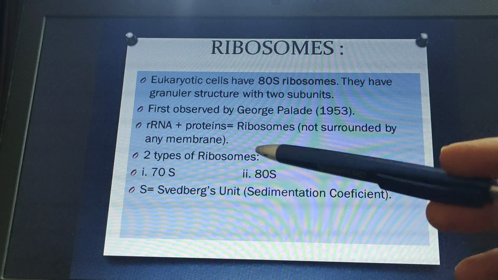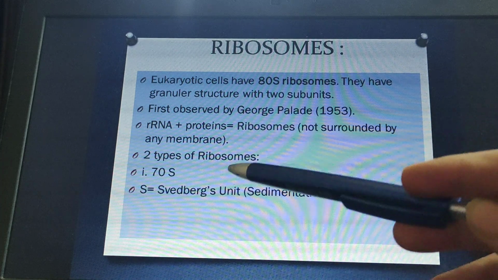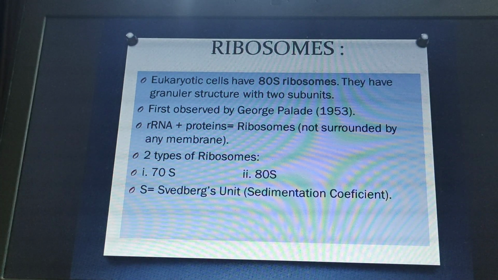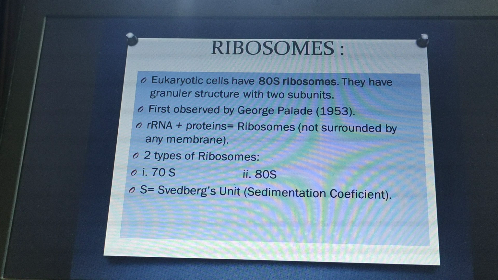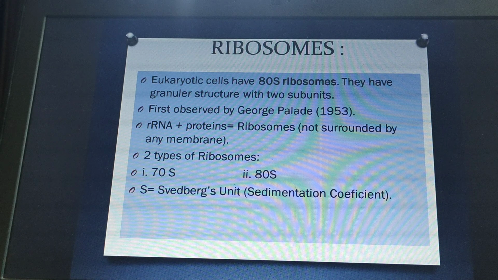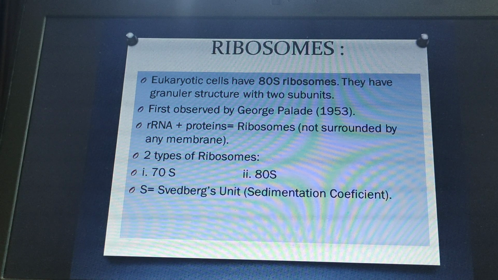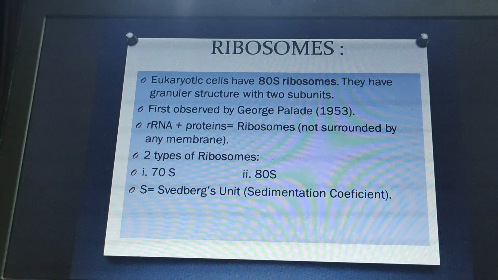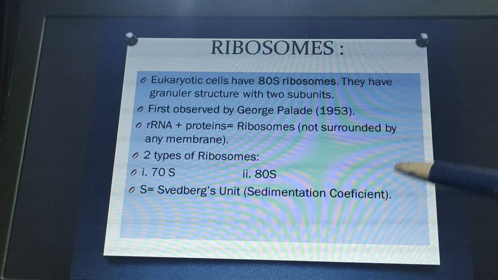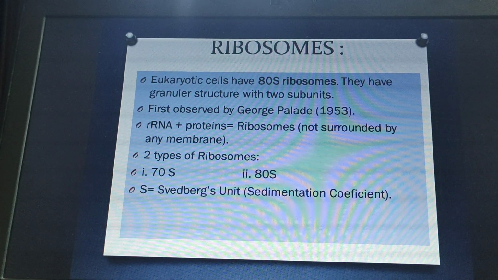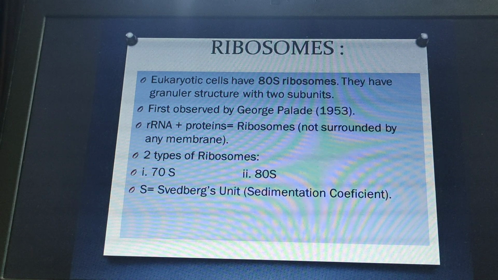Now the important question is, what is S? The S stands for Svedberg's unit, based upon the name of the scientist. That also indicates a sedimentation coefficient. We are all familiar with the term sedimentation. With the rate of sedimentation, we use this term sedimentation coefficient, that stands for S for the different ribosomes.